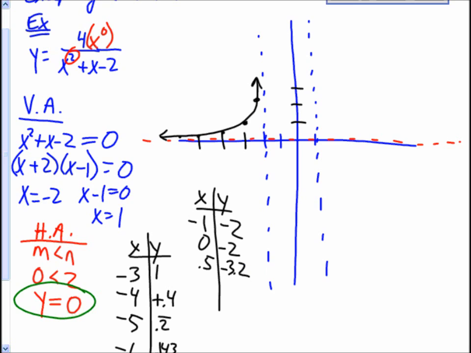Let's plug those in. -1, -2. 0, -2. 0.5, -3.2. Boy, this is kind of interesting, huh? Why don't we plug in -1.5? What's going on between -1 and -2? And it looks like -3.2. So it looks like this thing's going to shoot down, and probably somewhere in between there it maxes out. Then it goes down here, okay?